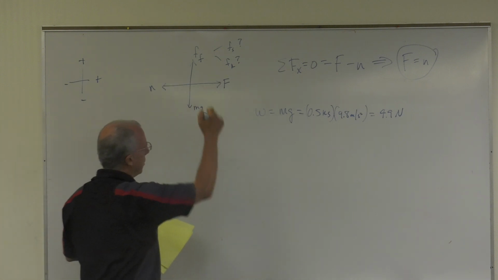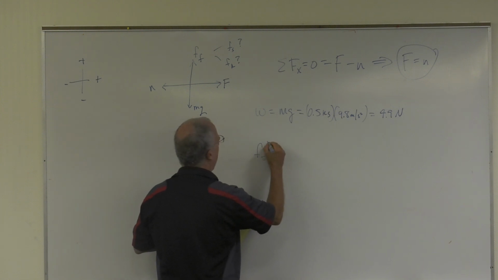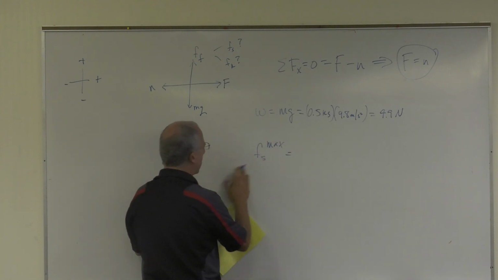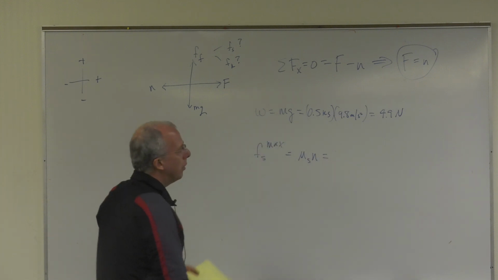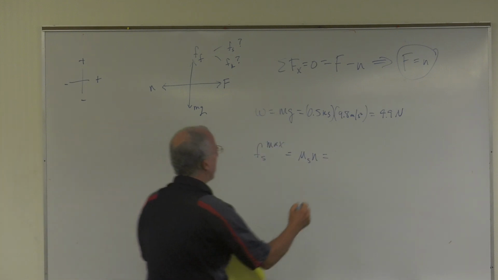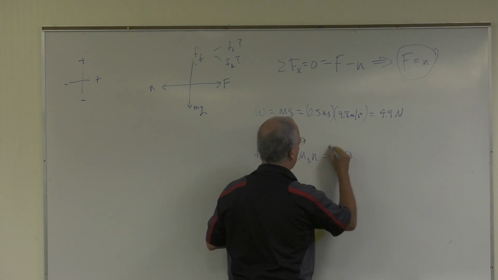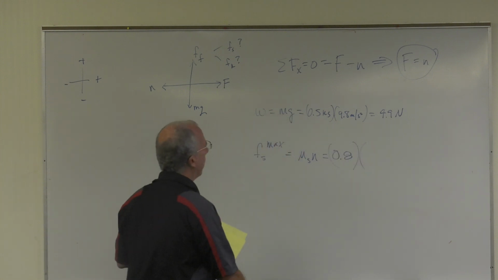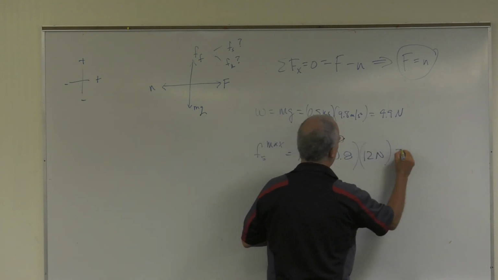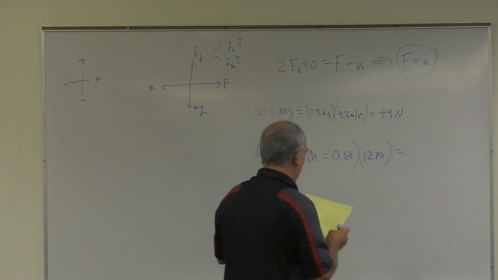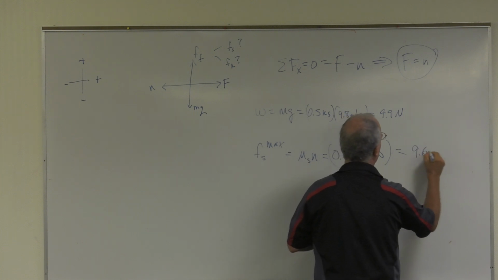Well, we want to see what Fs max is. Fs max is mu s times N. What's mu s? 0.8. What's N? It's F. What's F? 12. Okay, 0.8 times 12 is 9.6.